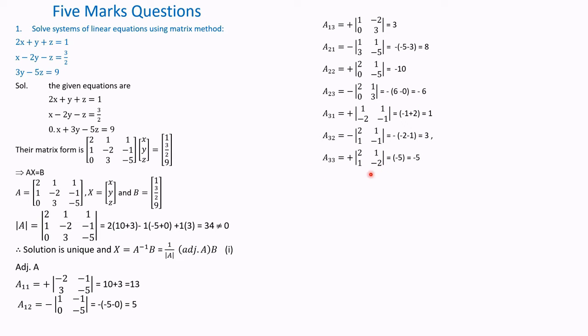So I will repeat here for A33. For A33, the third row and third column are deleted. We are deleting row 3 and column 3 for A33. So it is 2, 1, 1, minus 2.